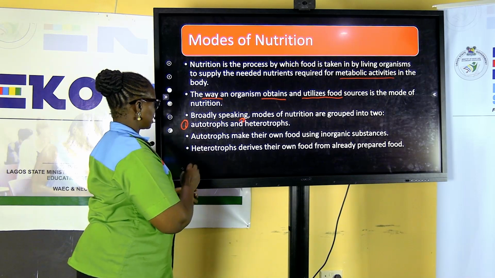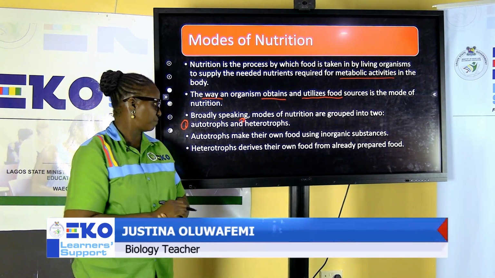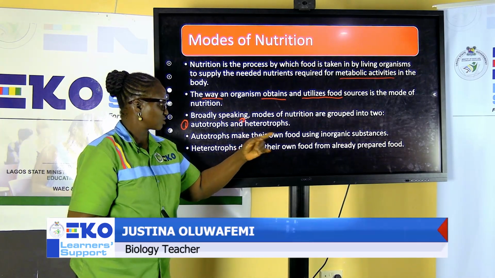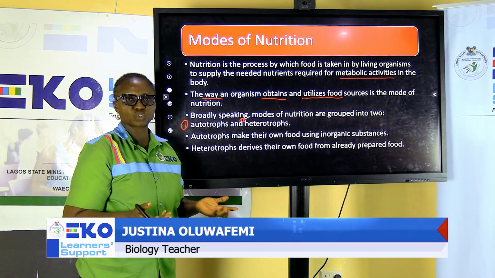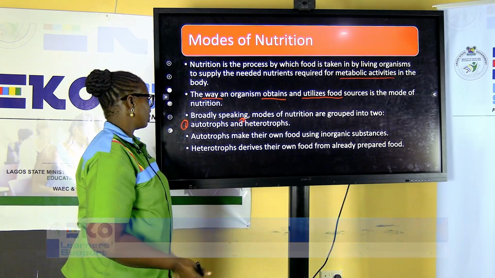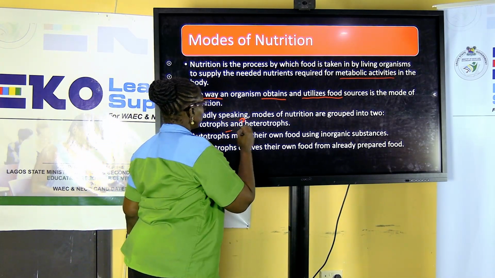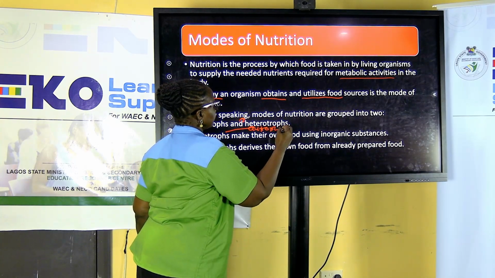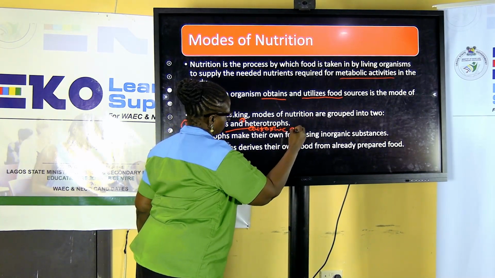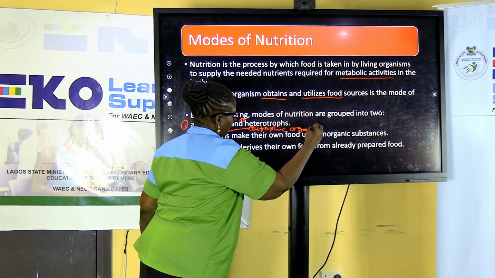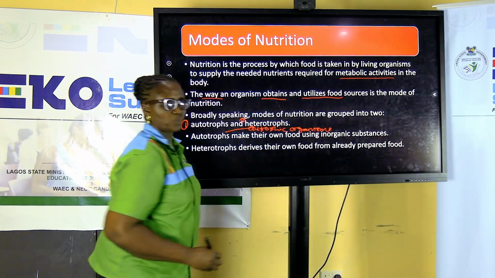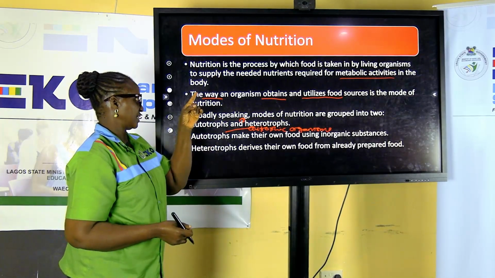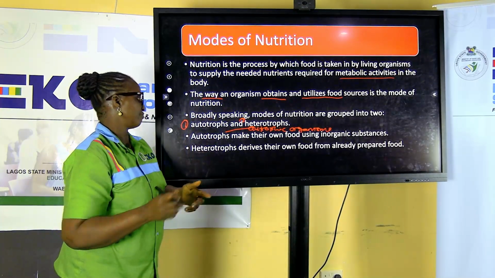The autotrophs are organisms that are able to make their own food using inorganic substances. Because they are able to make their own food on their own, that is why they are called autotrophic organisms. Remember, the way they obtain their food is what brings the concept of modes of nutrition.